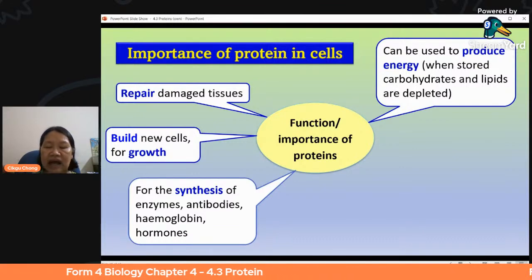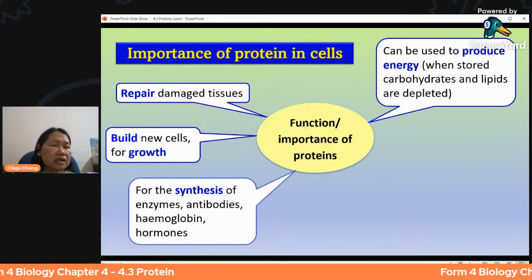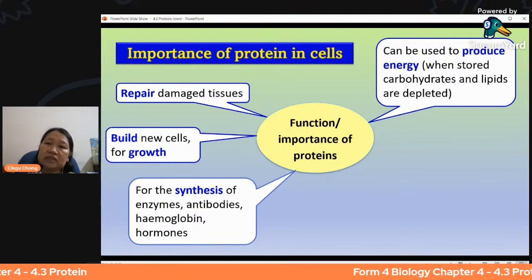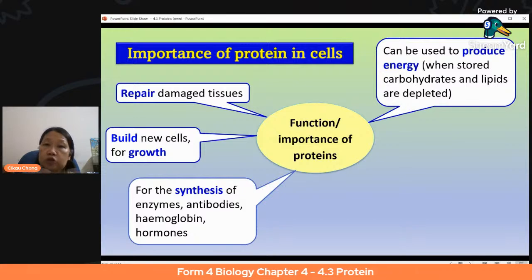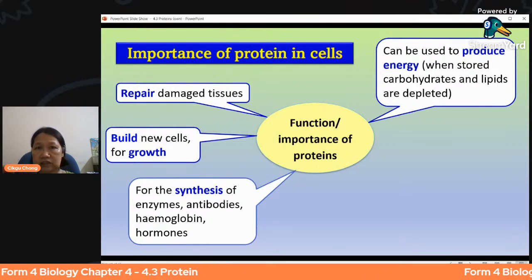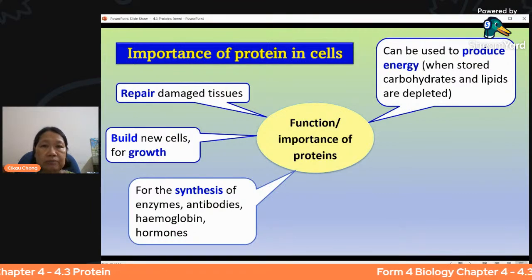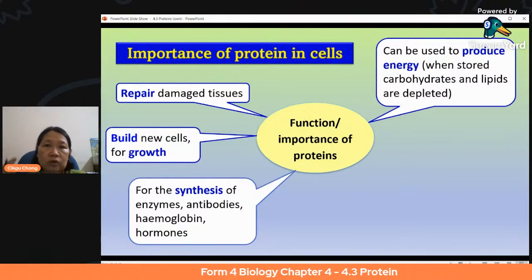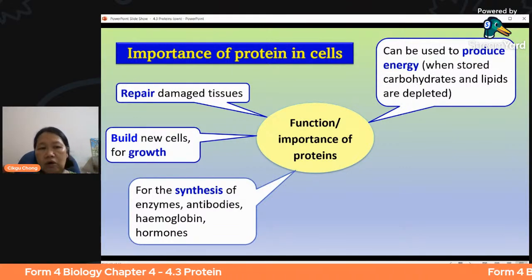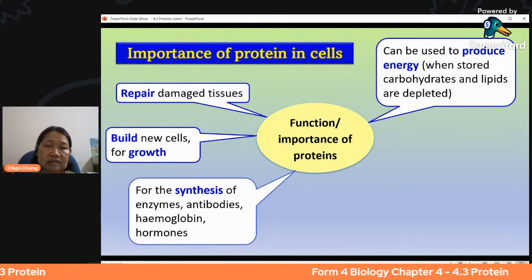And last resort, nothing to burn, nothing to oxidize. What happens is your body will have no choice. You'll have to use your protein. But that is always the last choice because proteins are the building blocks of your cells, of your body. Your body will waste away, your muscles will be gone, your antibodies will be gone, no more hemoglobin, no more enzymes, and so on. So that will always be the last resort.